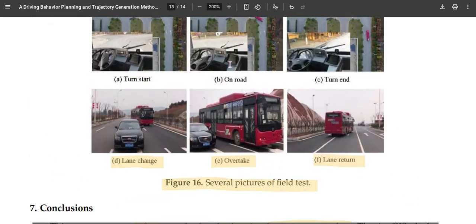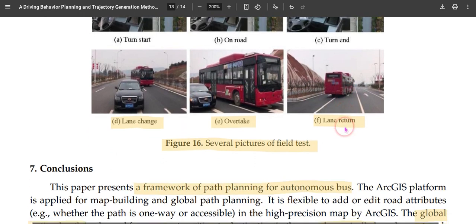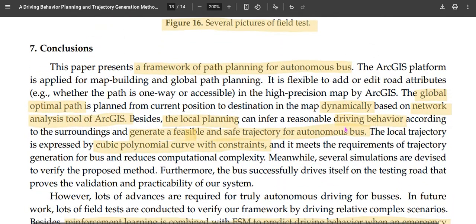So these are some of the pictures showing how the overtake lane change is happening, how the overtake is happening, how this vehicle is being slow, and how it is merging back into the principal lane. So the conclusion would be they have described this proper path planning in a very elegant way, and the framework has three parts.